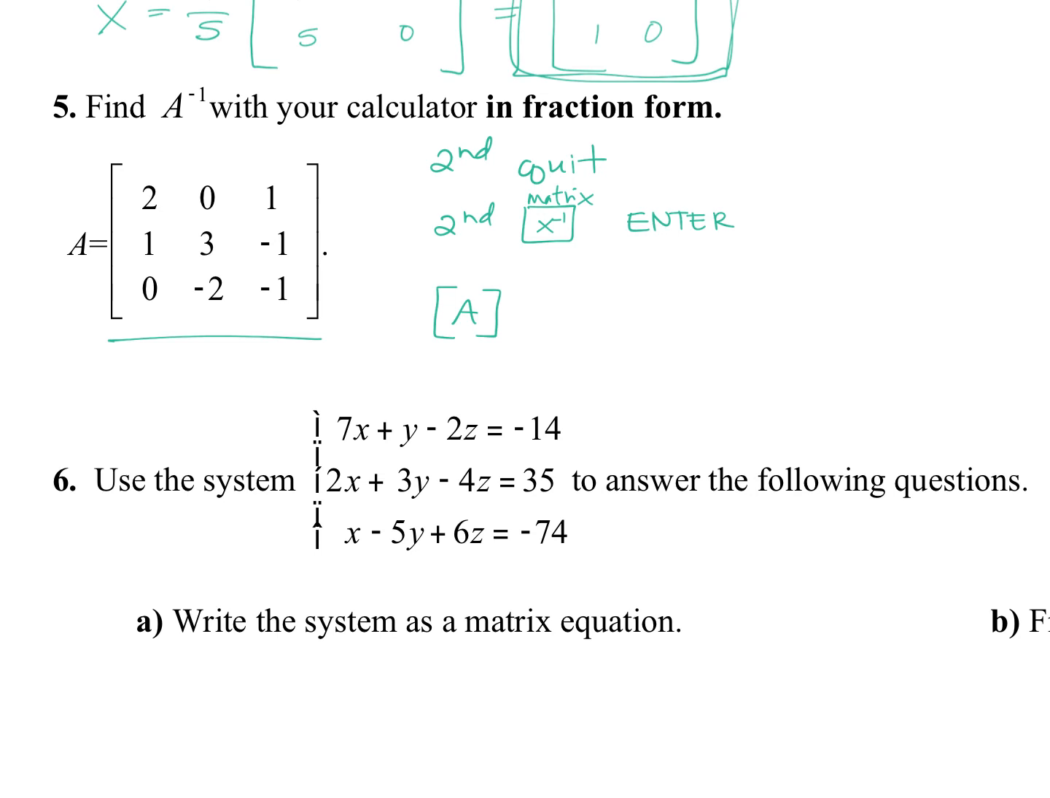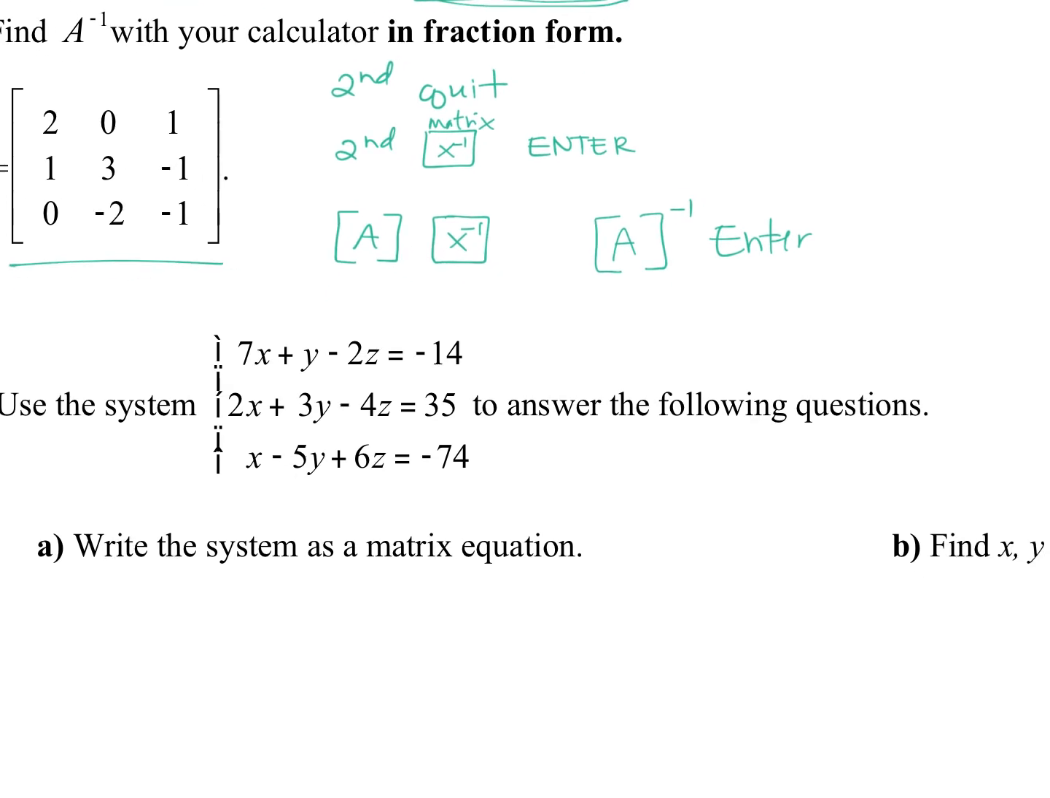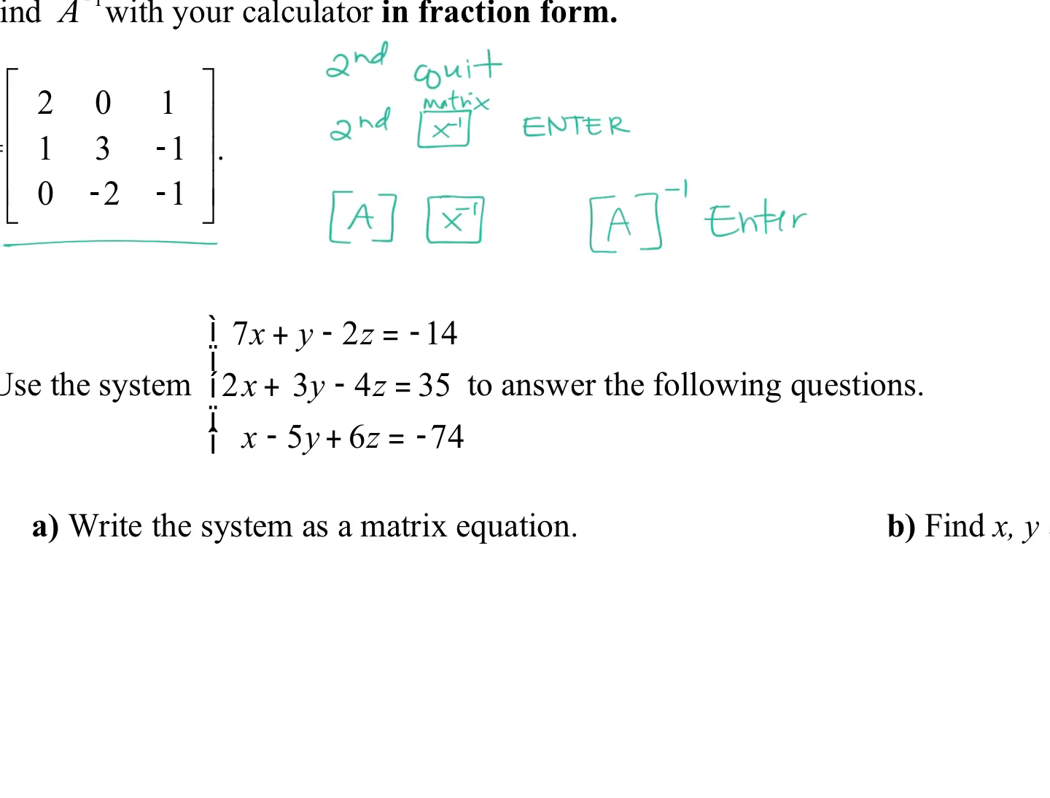Once you have matrix A in there, you're just gonna hit the button that looks like this. So now it should look like this on your screen, right? Okay, then hit enter. And you should get a whole bunch of long numbers. From here, we need to turn it into fraction form.